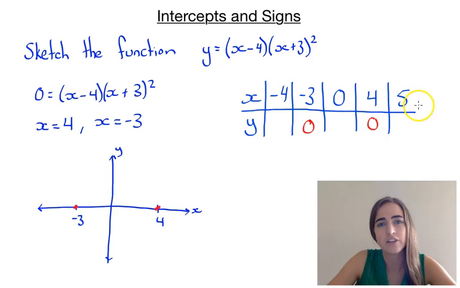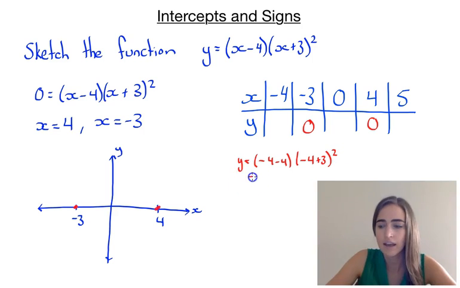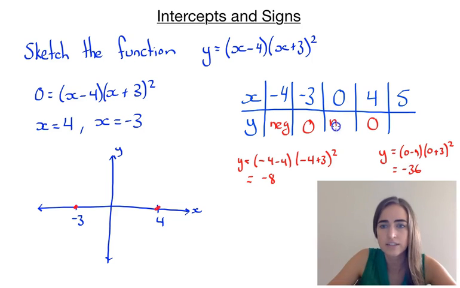So we're going to sub in each of these values. And we don't really care what the actual value of y is. We only care about its sign, about whether it's positive or negative. But let's substitute in. If we put minus 4 in here, we'd have y equals (minus 4 minus 4)(minus 4 plus 3) all squared. And if we figure that out, that would give us minus 8. So that's going to be negative. If we put 0 in there, we'd have y equals (0 minus 4)(0 plus 3) all squared. And that would give us minus 36. So that's negative as well.